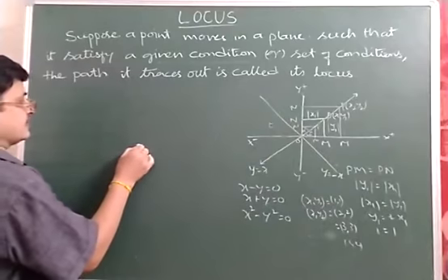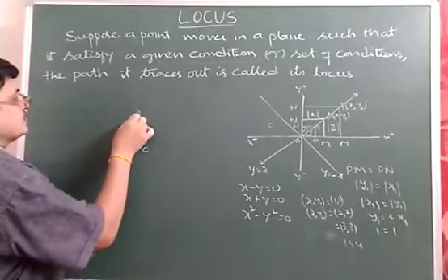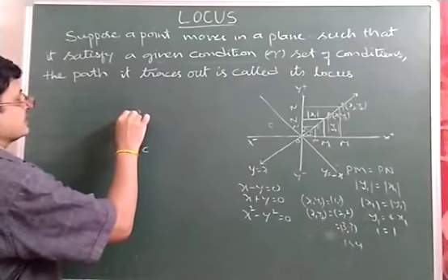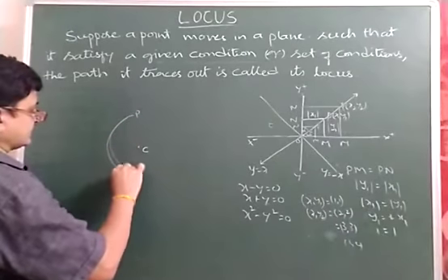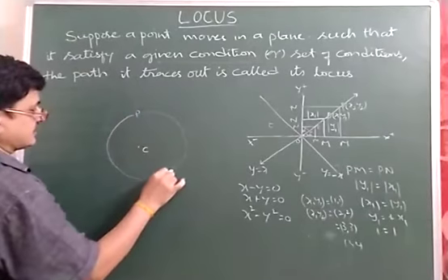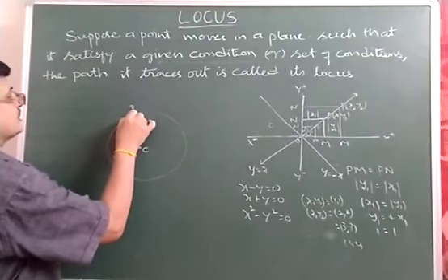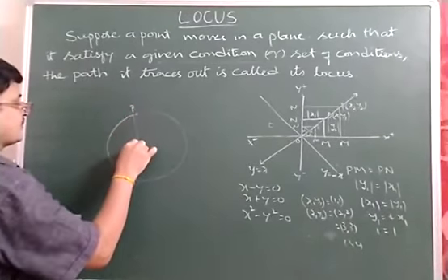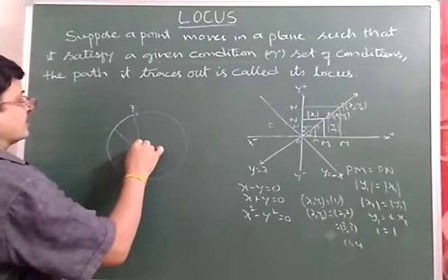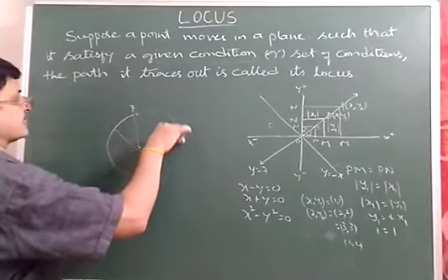Similarly, if we take C as a fixed point and P as a variable point which moves in a plane such that its distance from the fixed point is always constant, then its locus, the path of the point P, is called a circle.